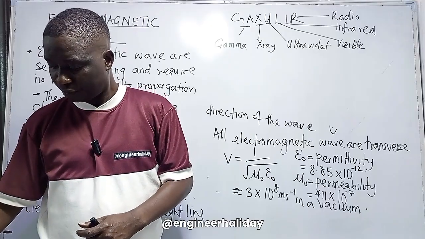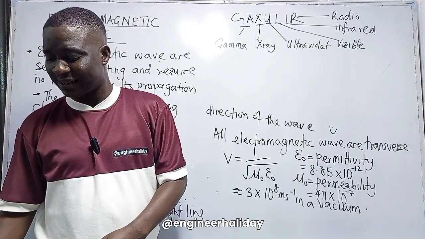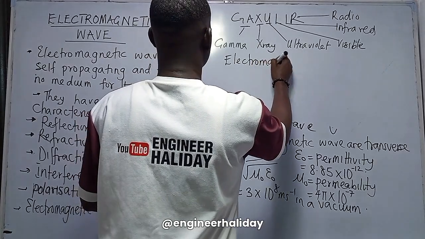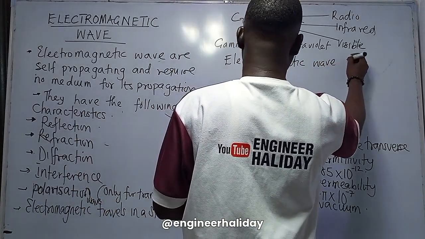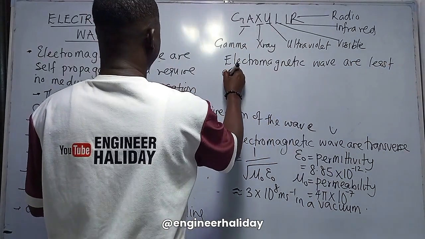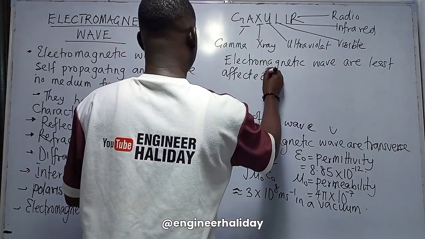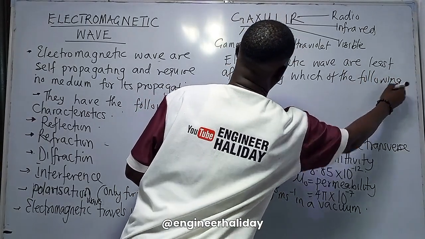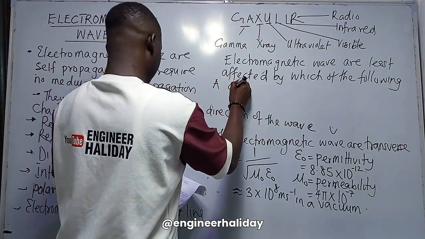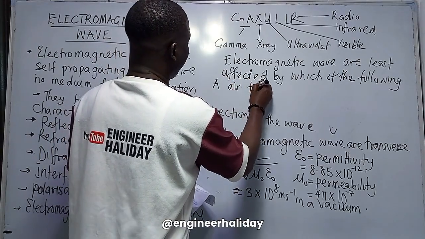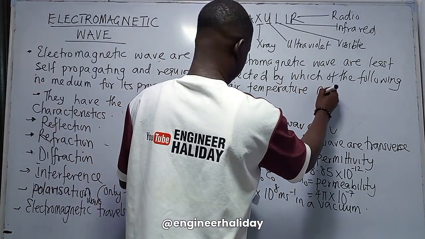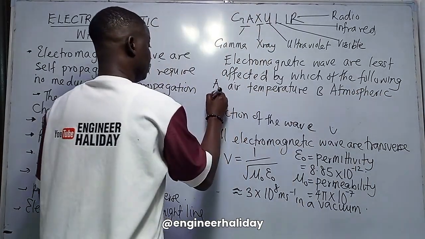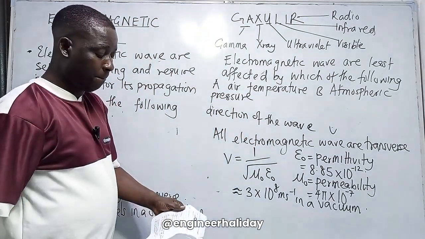I want to give you an assignment to do for me. Electromagnetic waves are least affected by which of the following? A, the air temperature. B, atmospheric pressure.